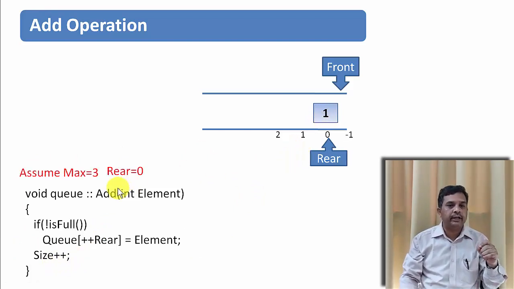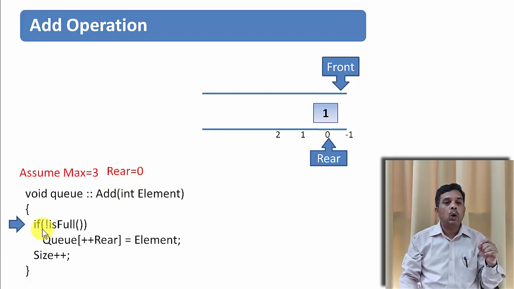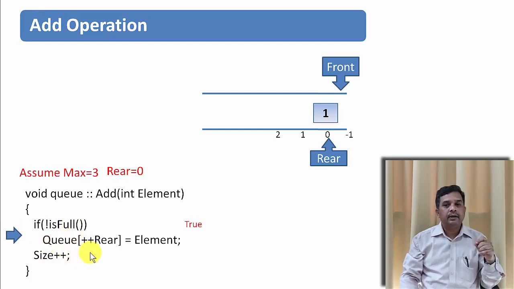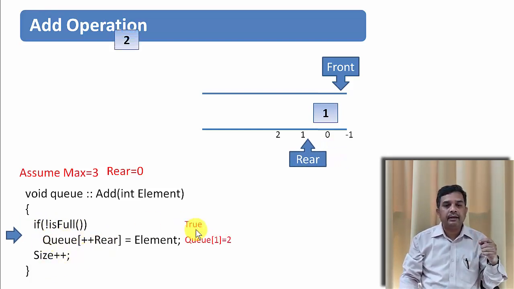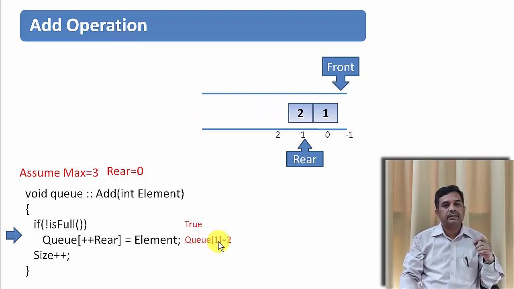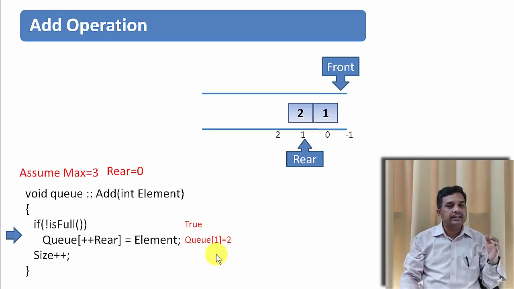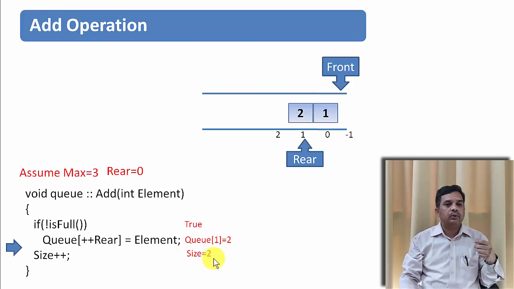Now rear is pointing to 0. If not is full, it is true. Yes. Then rear is incremented by 1. When we increment the rear, this value becomes 1. Q of 1 equals 2. It means the second element we are adding at the first index. Now the size is incremented by 1. The size becomes 2. Let us try to add one more element.